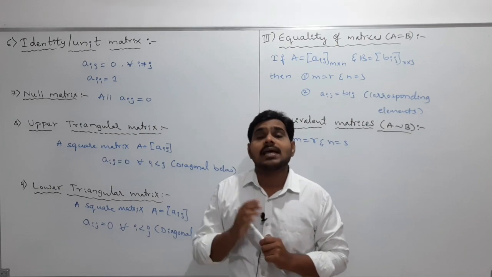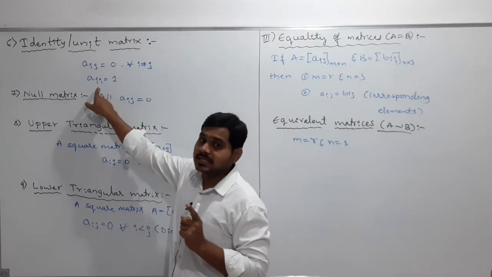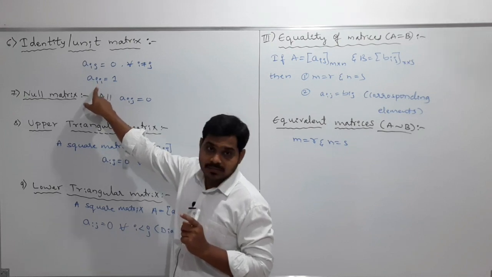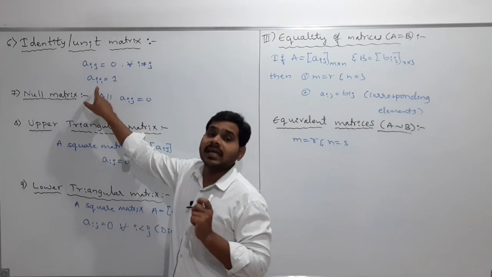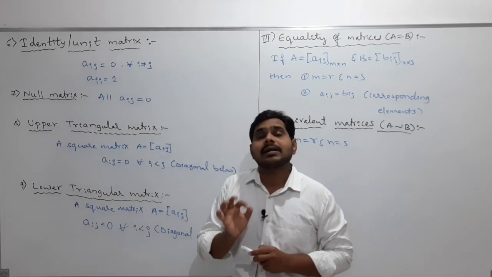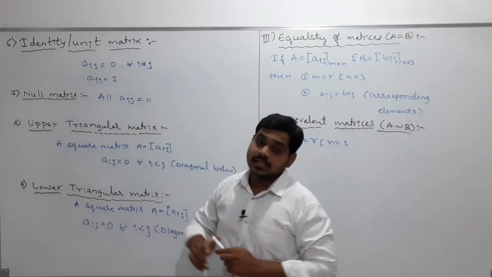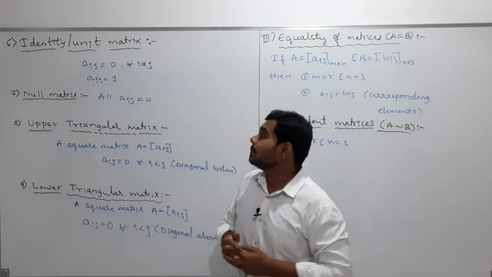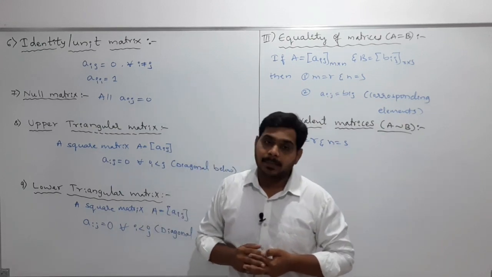Aii means the subscripts should be the same. Row and column should be the same. For example, a11, a22, a33, a44. All those diagonal elements should be 1 and all remaining elements should be 0. Such a type of square matrix, we can call it an identity matrix.